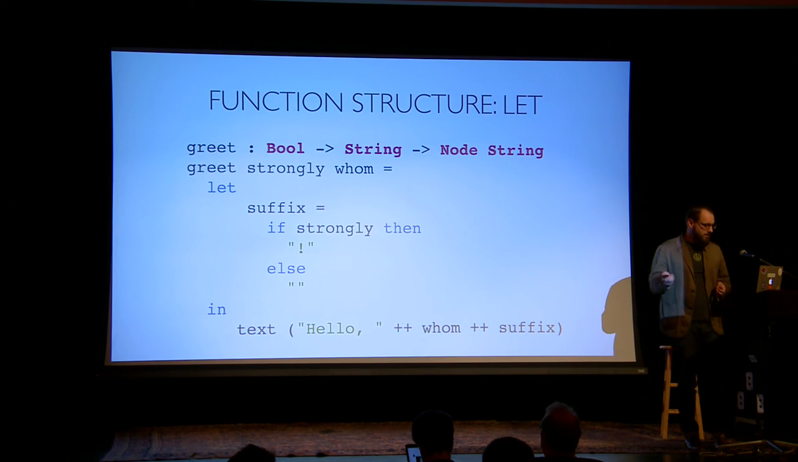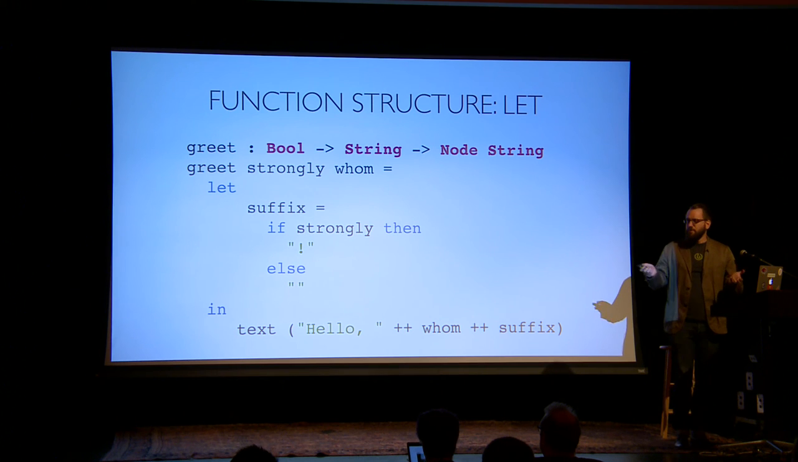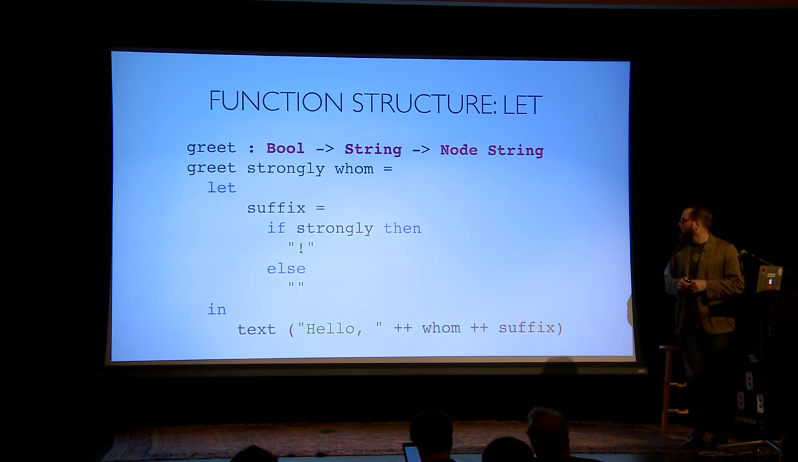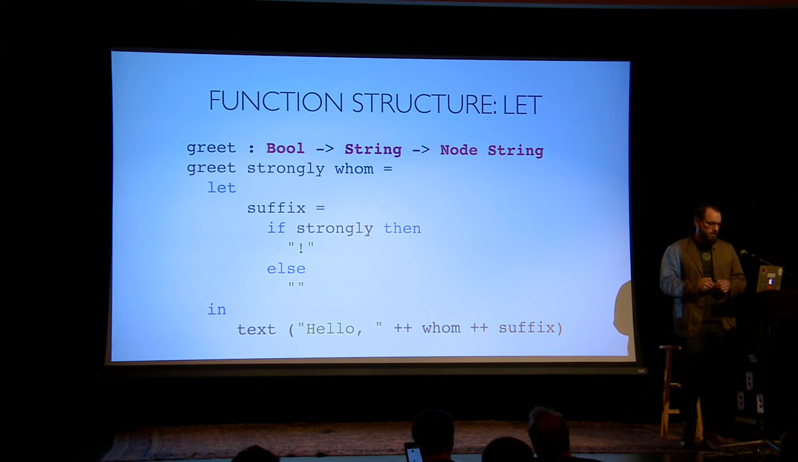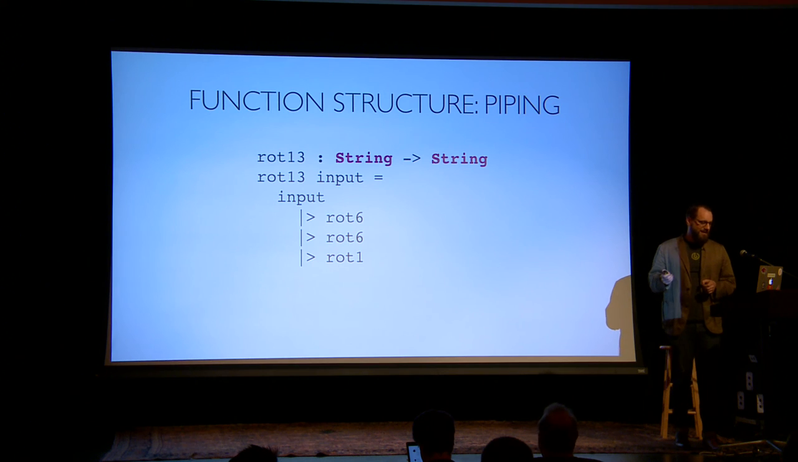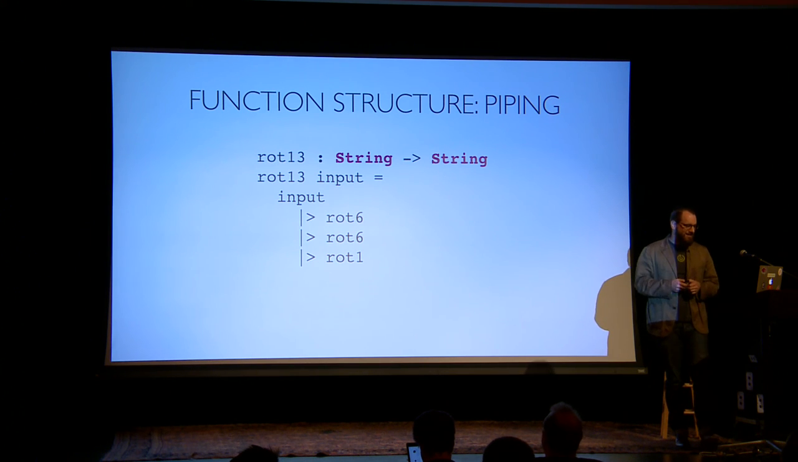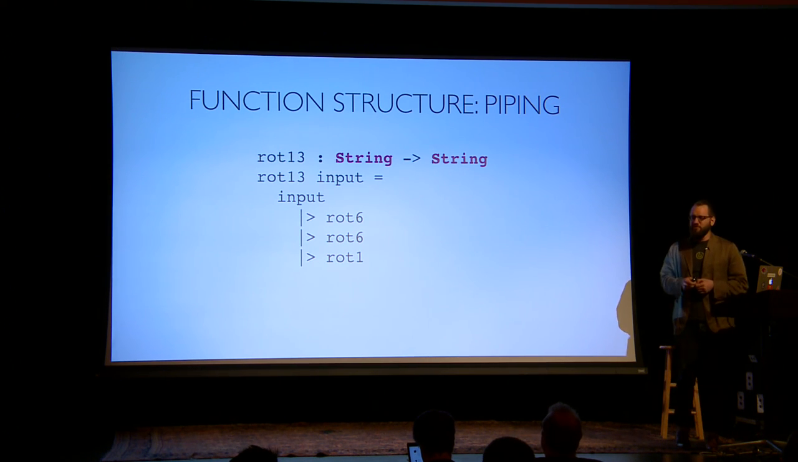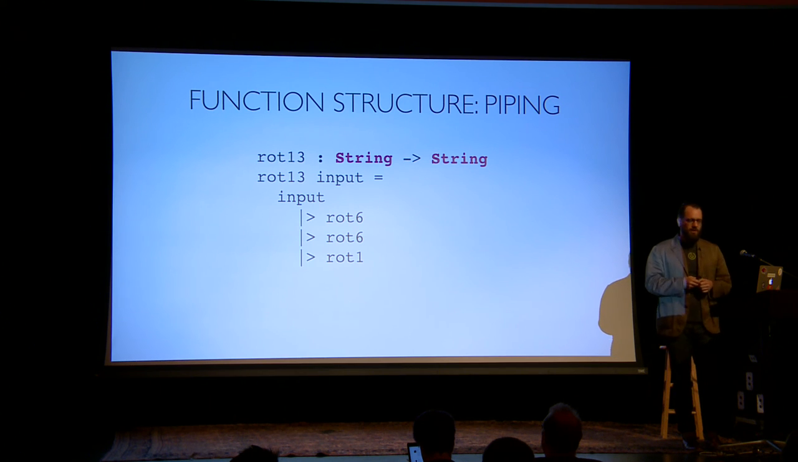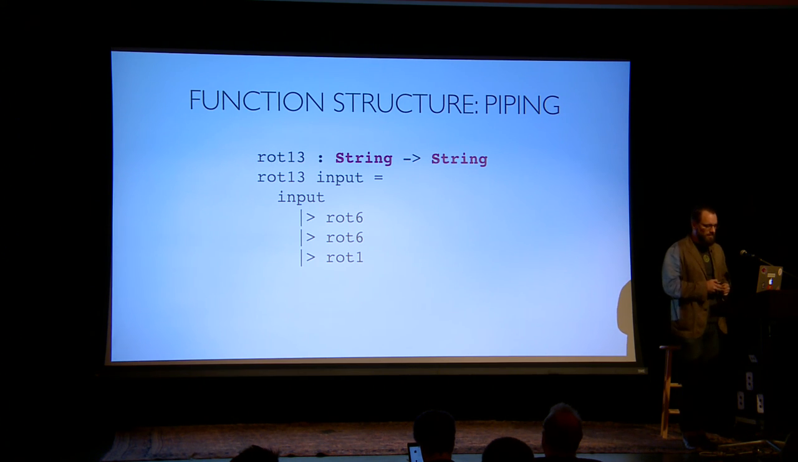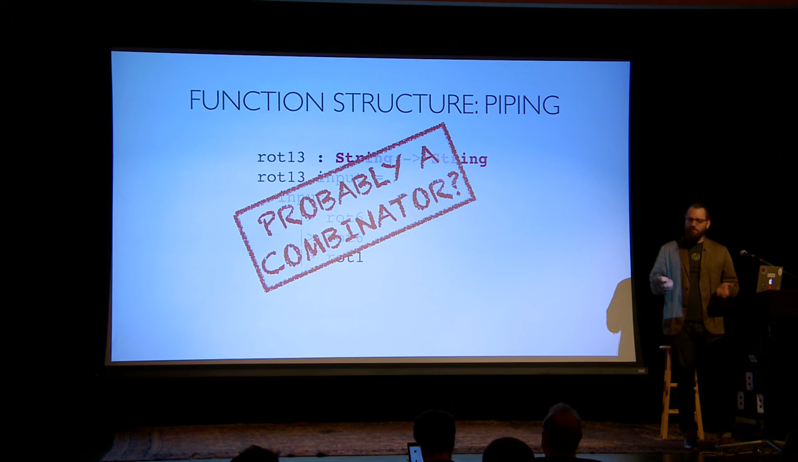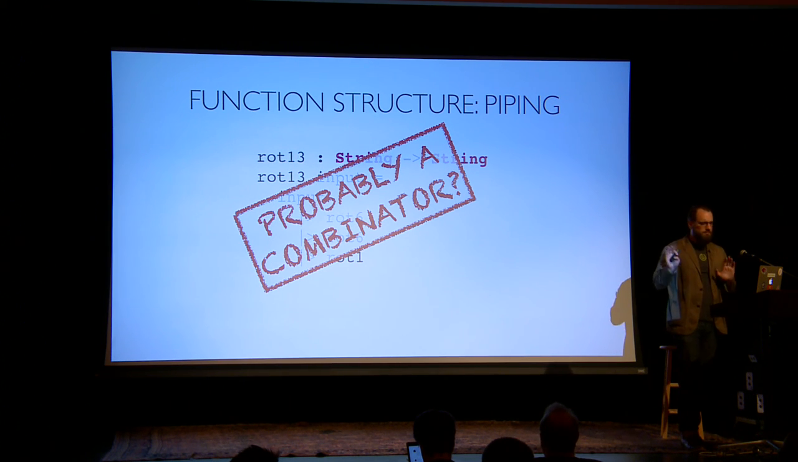Let's get into let. You can do let stuff, pretty basic, right? You see an if, then, else. I learned a new term yesterday called gazinta, and we have that as well. So if you wanted to implement rot 13, you could implement it with two rot 6s and a rot 1. This is probably a combinator. I don't know. I think it's a thrush. Not sure about that.